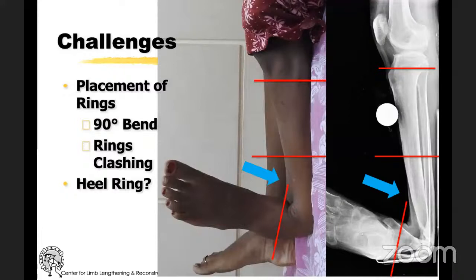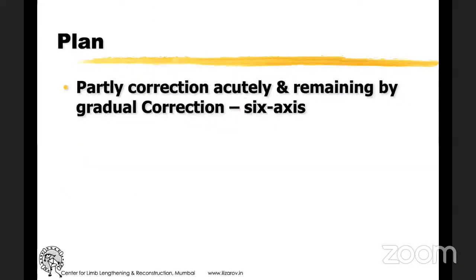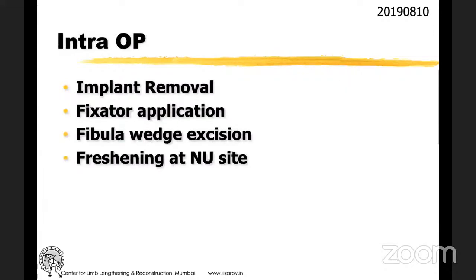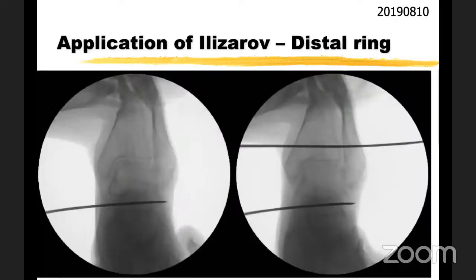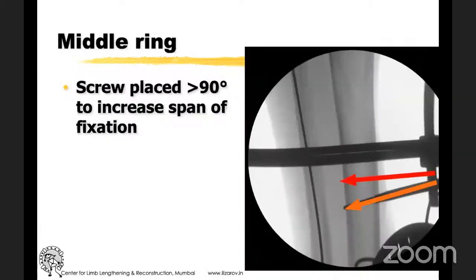Another challenge is, as the deformity is severe, we had a problem in placing wires, as there is a 90 degree bend and rings were clashing. So the plan was partly correction acutely and the remainder by gradual correction using 6-axis rods. So the intra-op plan was removal of implant, fixator application, fibular wedge excision, and freshening at the non-union site. As there is a severe deformity, we passed a calcaneal wire to guide our distal tibial wire. There was a short fragment.